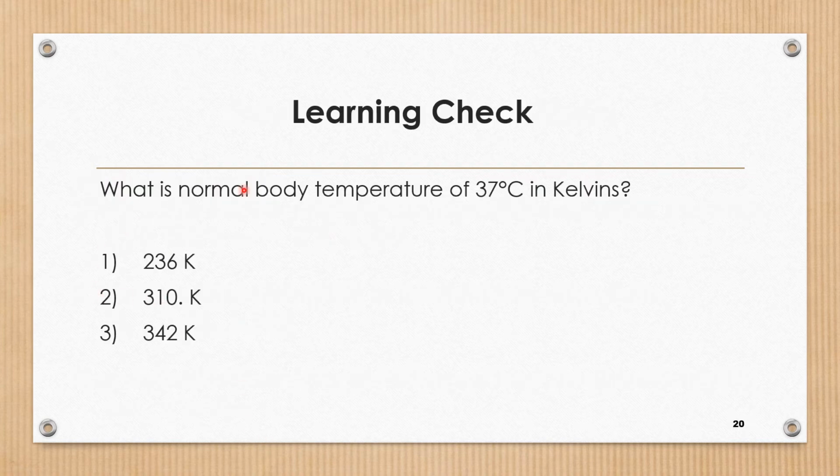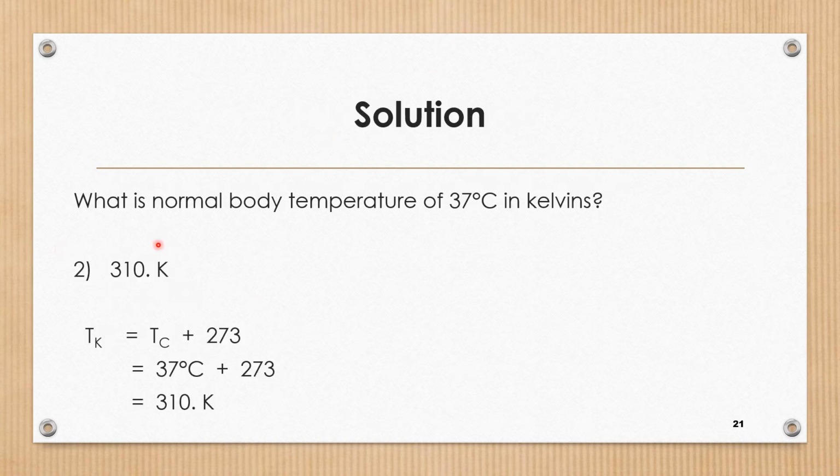Alright, question. What is a normal body temperature of 37 degrees Celsius in kelvins? 1, 236 Kelvin, 2, 310 Kelvin, or 3, 342 Kelvin. Okay, so for our solution, the answer is 310 Kelvin. Why? From degrees Celsius plus 273, so 37 plus 273, the answer is 310 Kelvin. Okay? Correct. Next.